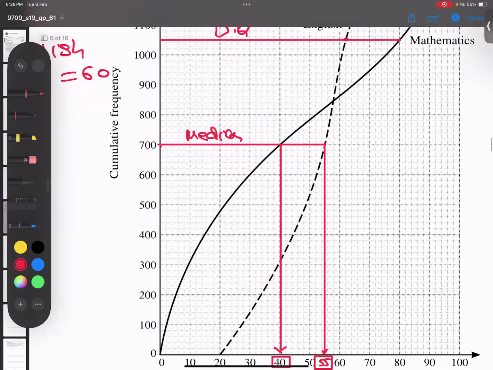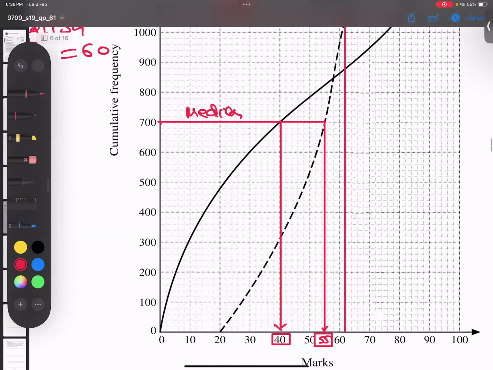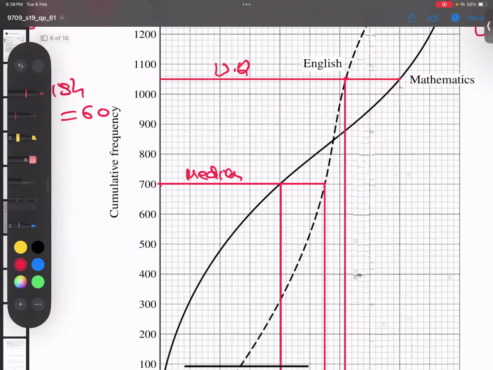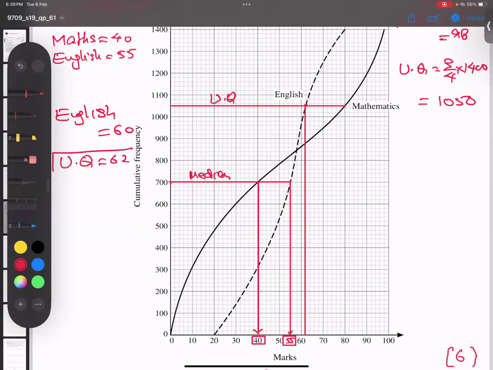And the English upper quartile is very clear. This is the one box here. If I go down, it is 62. So the upper quartile for English is 62. So I'm writing the upper quartile of English is 62. Okay, I got this value.